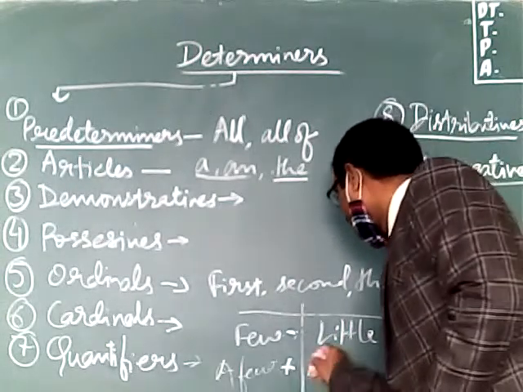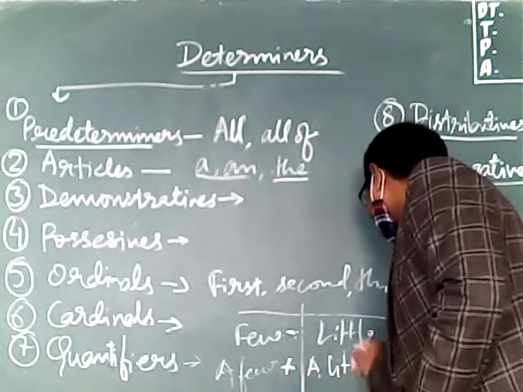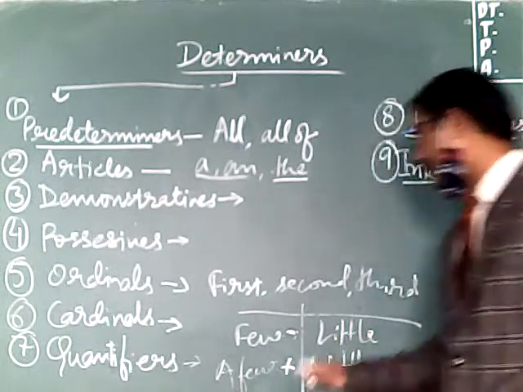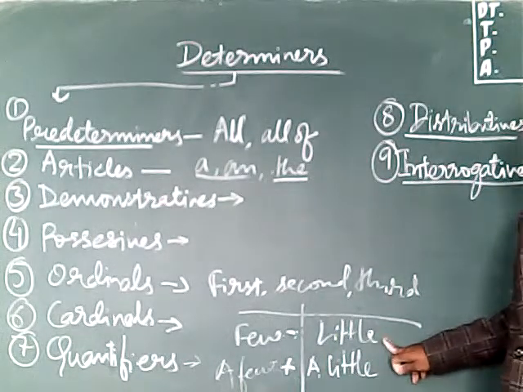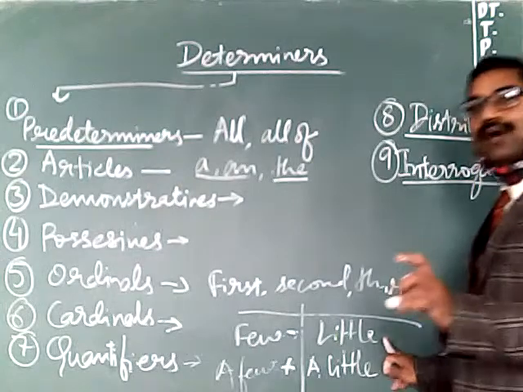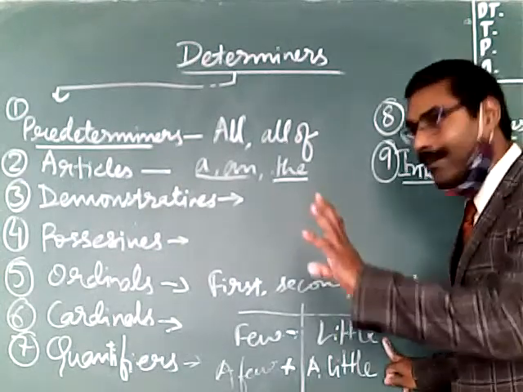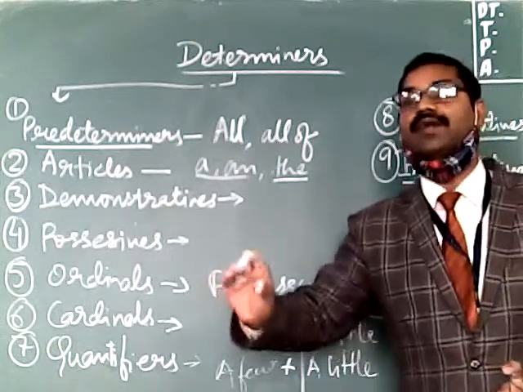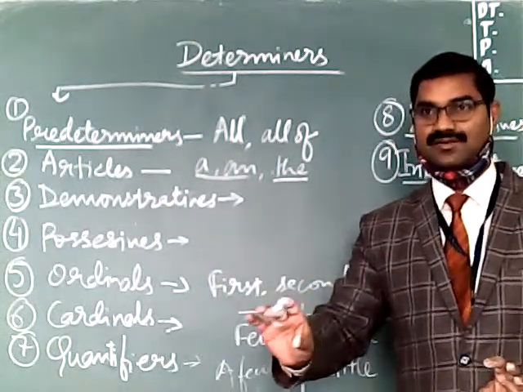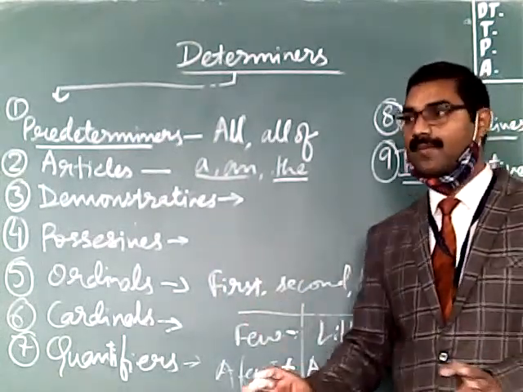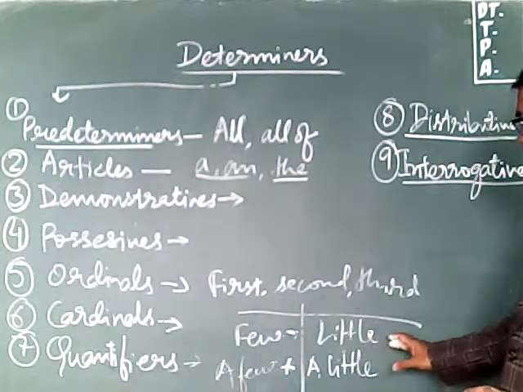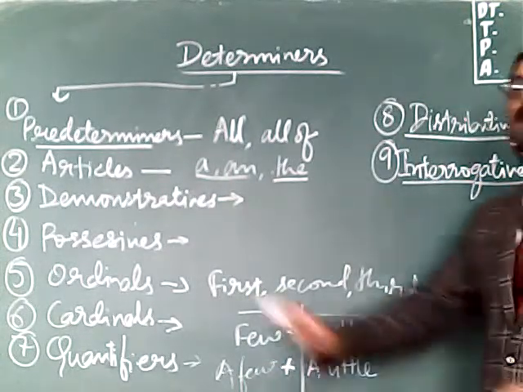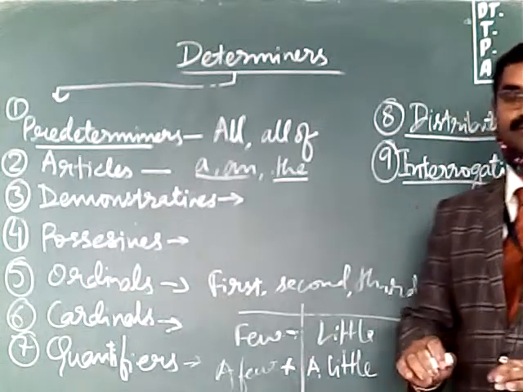A little. Little is where you show that the thing which is uncountable is very less in amount, hardly any. So there is little water in the glass. It's very less water. I have little drink in my bottle.